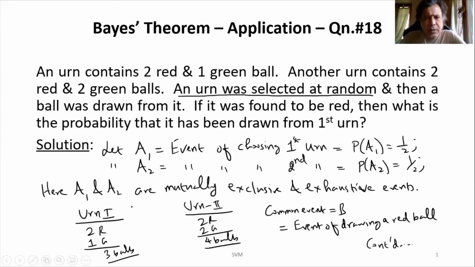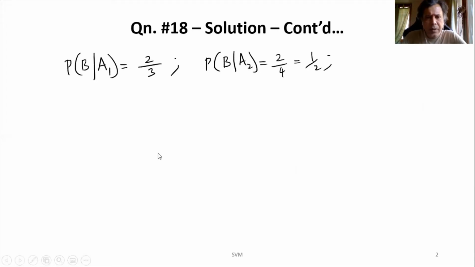Now, what is the question? A ball was drawn from it. I mean, either the first urn or the second urn was randomly chosen, and then a ball was drawn from it. It was found to be red, means this is past tense. Already the color was found to be red. Now the question is, what is the probability it has been drawn from the first urn? Means they are talking about A1. They are asking us to find the probability of A1 given that it is already found to be a red ball. So how do we write it again using Bayes theorem?